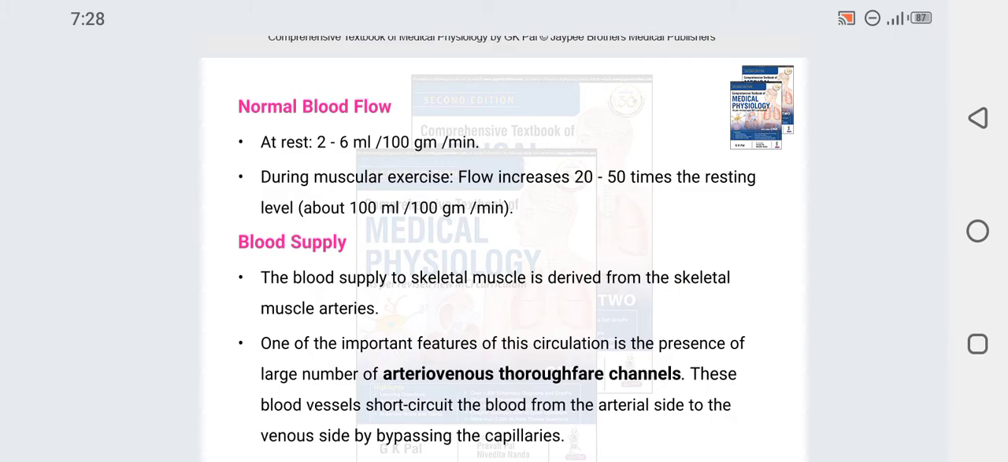Normal blood flow is about 2 to 6 ml per 100 gram per minute. During exercise, the flow increases to 20 to 50 times the resting level.